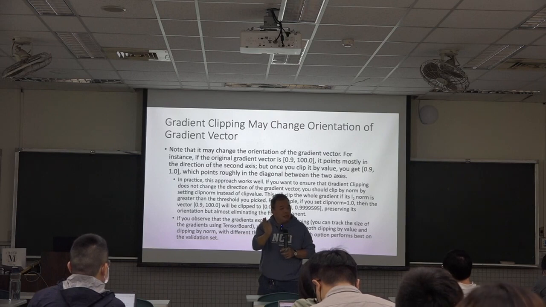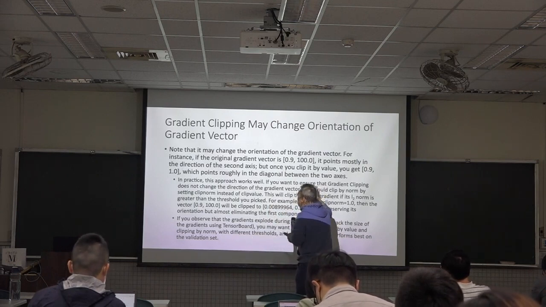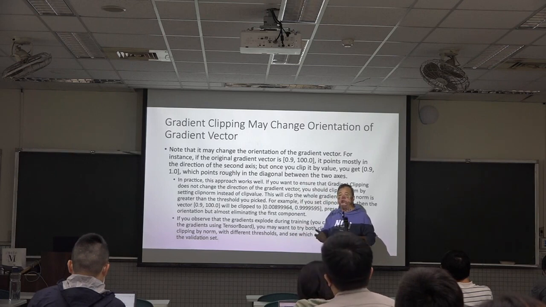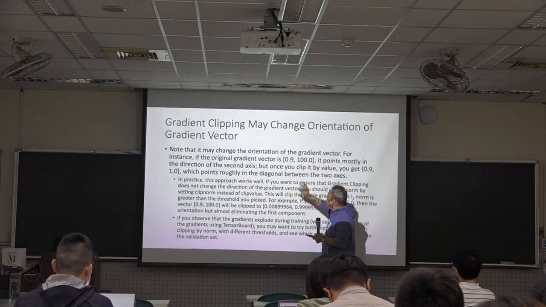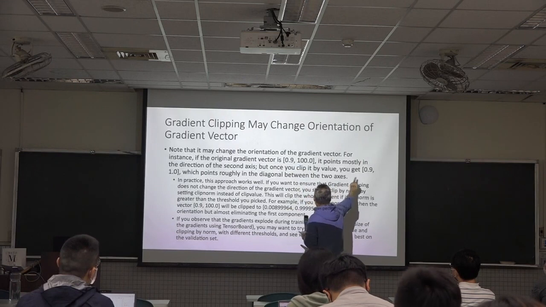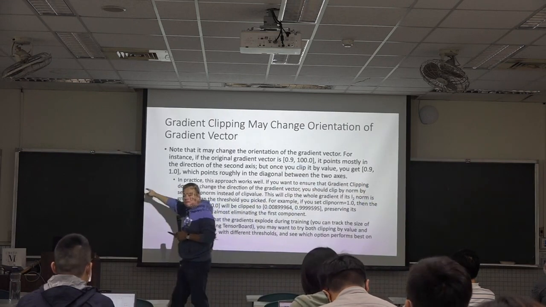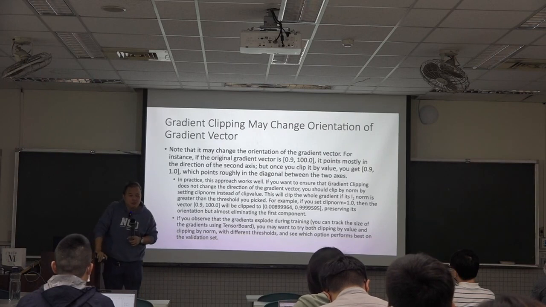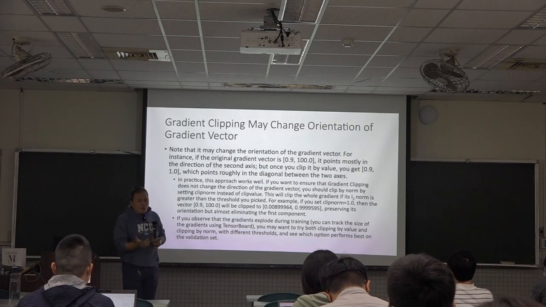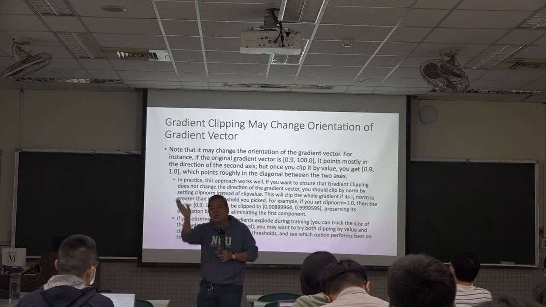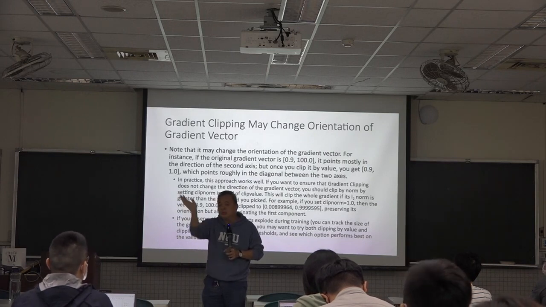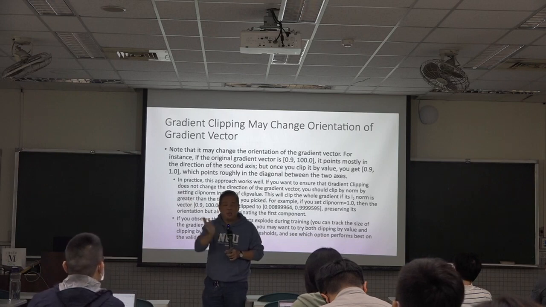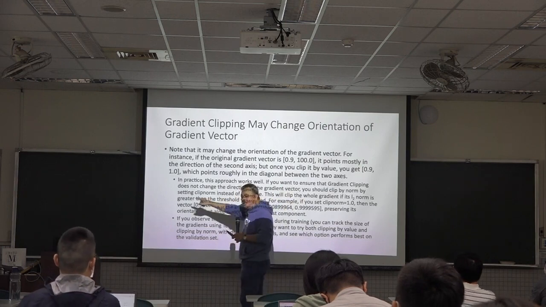But if you use clip by value, and assuming you use exactly the value we have here, this vector will become 0.9, 1, right? Because that 100 will be replaced by 1. And 0.9, 1 is going to be close to 45 degrees, northeast, because you get close values for the x and the y value.